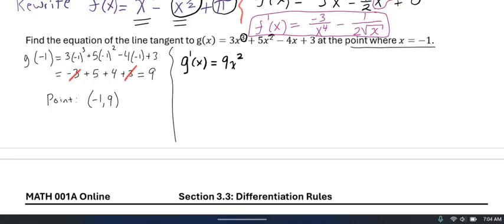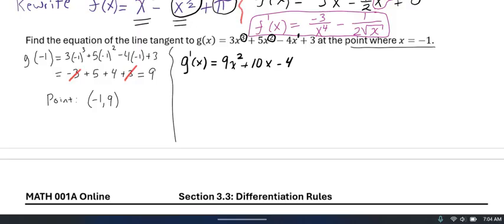Same thing on the second term. Bring this power down. There's already a 5 there. 2 times 5 is 10. Reduce the power by 1, invisible 1. And this one, invisible 1 here. Bring the 1 down times the 4. The x is now gone, and then the last term is a constant, so its derivative is 0.